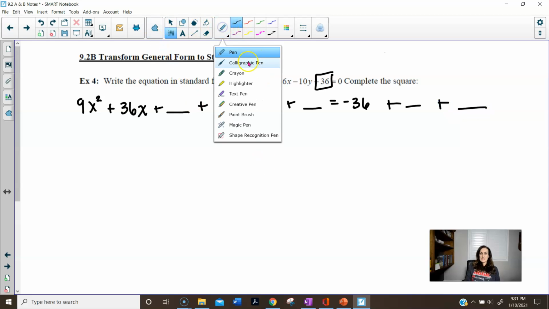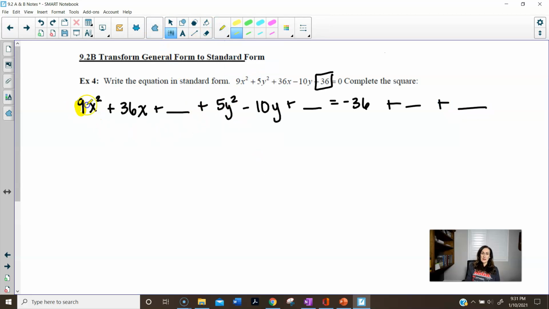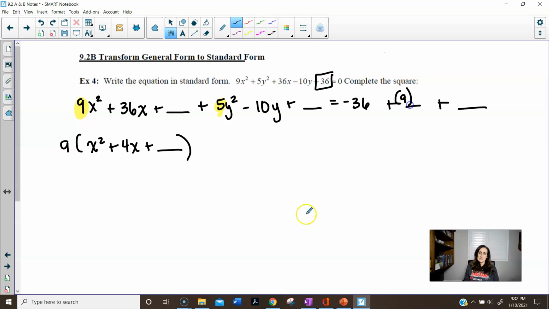Now, we haven't done this yet, but when you complete the square, a has to be 1. It can't be 9. So before I'm even ready to complete the square, I'm going to factor a 9 out here. And this would be x squared plus 4x plus something. But because this plus something that I added is being multiplied by 9, over here, this plus something also has to be multiplied by 9.